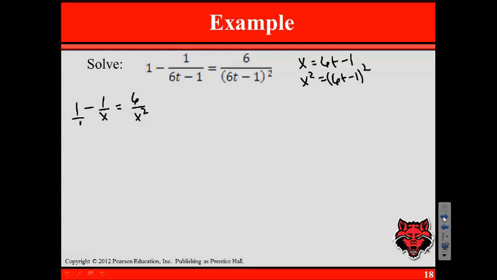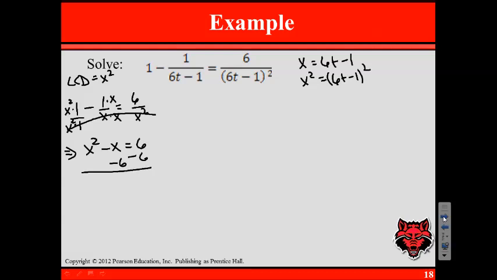At this point, we would make everything a fraction, and we try to get a common denominator. The least common denominator with x's would be x squared. So in the first term, I would need to multiply by x squared in the numerator and denominator. In the second term, I already have one factor of x, so I just need one more. In the third term, we already have x squared. At this point, we would have common denominators, so we can cancel those out because we have an equation. And the result would be x squared minus x equals 6. We continue to put this in standard form. We get x squared minus x minus 6 equals 0.